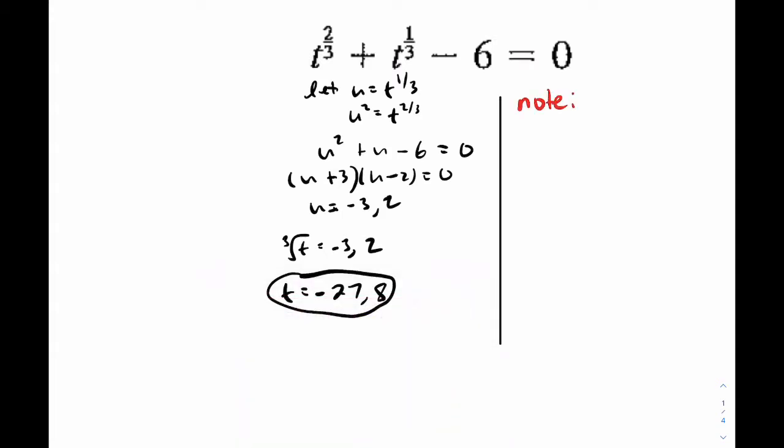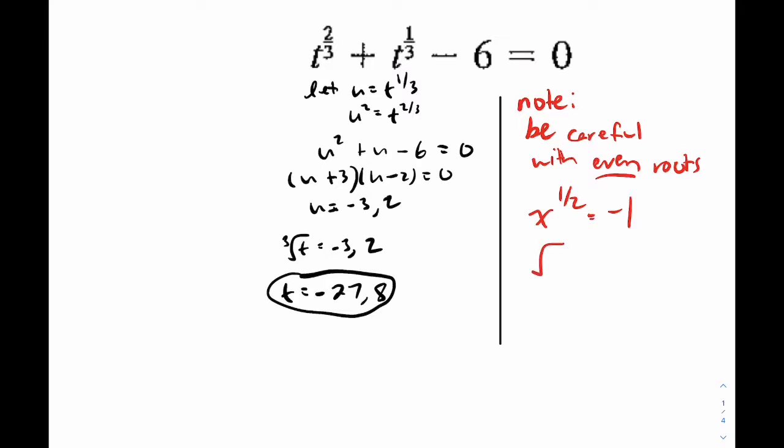Note, be careful with even roots. Meaning you might get a situation where you get x to the 1/2 equals -1. A lot of people would just square this and get 1 as the answer. However, you want to write it as a root. That's why I wrote it right here as a root, so it's easy to see.